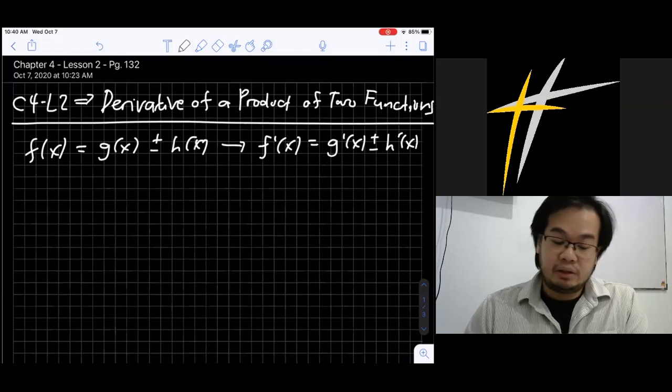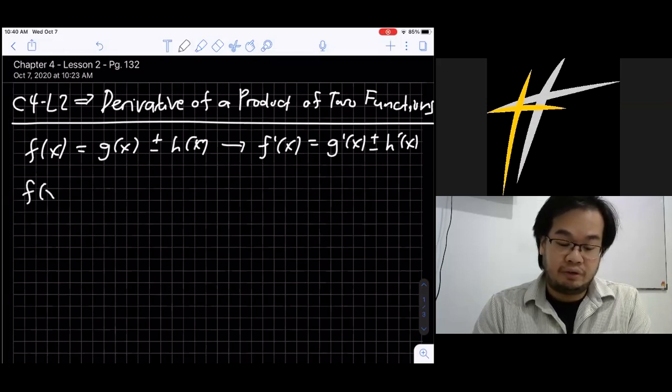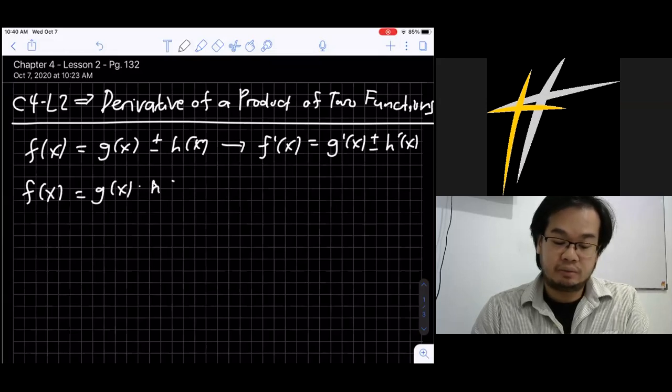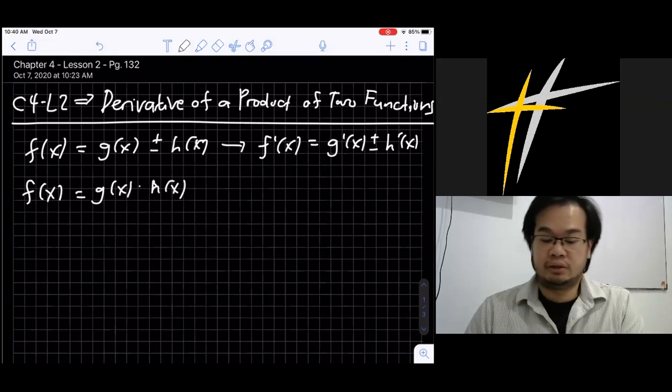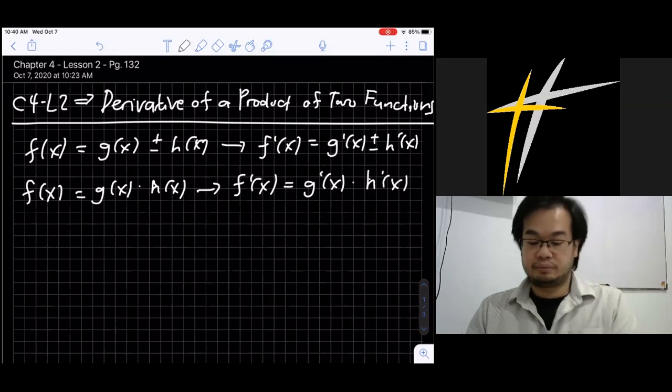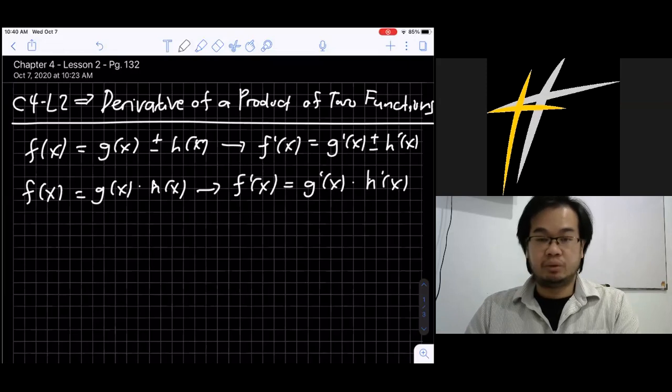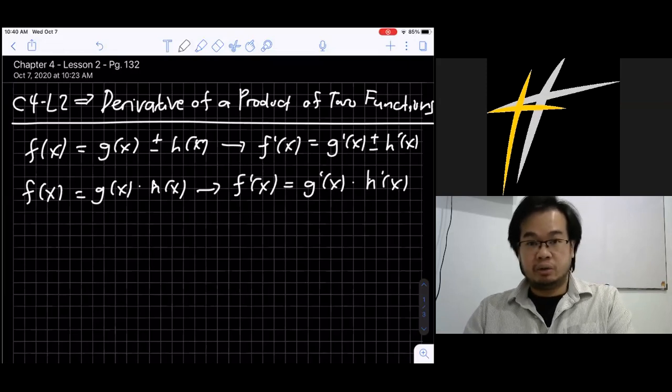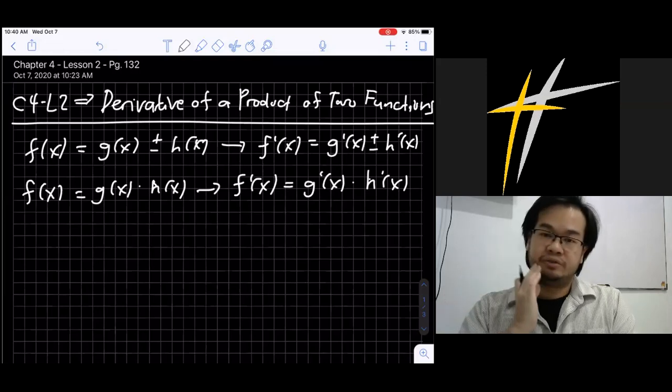Now the question is, if a function is a product of two functions, a multiplication of two functions, does the derivative equal the product of each function being derived? So that's the question for today's lesson. If f(x) equals g(x) times h(x), is f prime x equal to g prime x times h prime x?